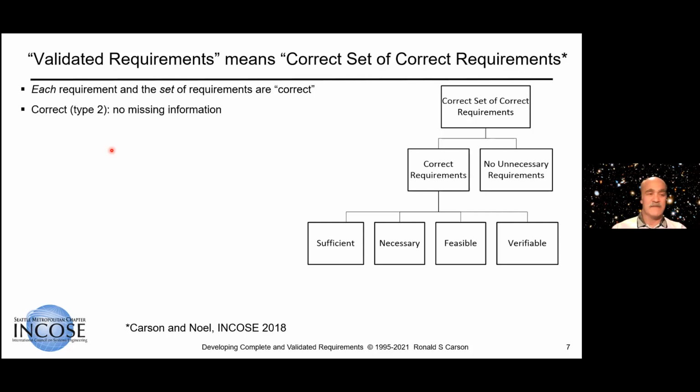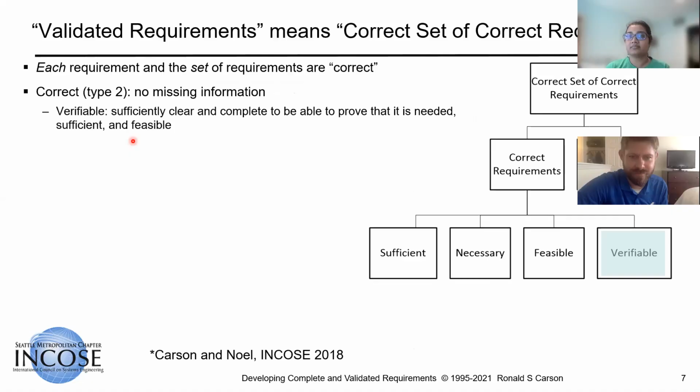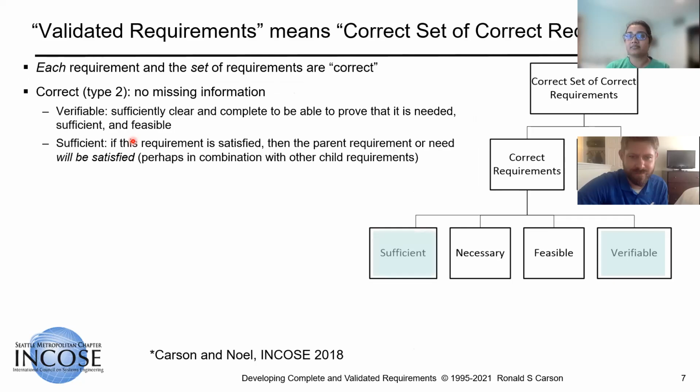So when it comes to errors, the correct type 2 error is no missing information. That's the completeness check. Nothing's missing at the individual requirement level, nor at the collective level. So each requirement is verifiable, meaning it's sufficiently clear and complete to be able to prove that it's needed, sufficient, and feasible. Because if it's not clear, you can't assess what it says sufficiently to determine sufficiency or feasibility or even necessity, because it's ambiguous, for example.